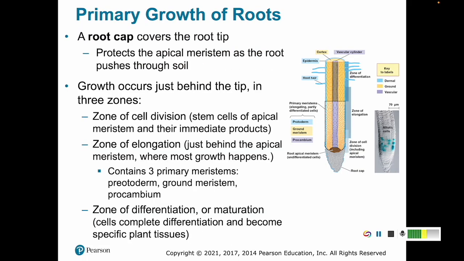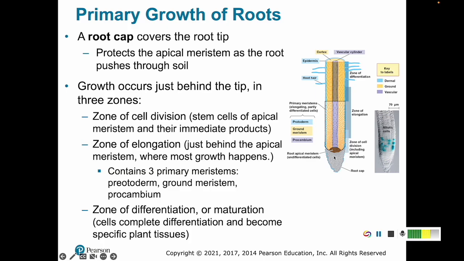Okay, so let's talk about how our roots are growing. At the tip of your root, this is your root coming down the soil, here is the root cap. And that root cap covers the tip. That protects the root apical meristem right here as the root is pushing through the soil, so you're not damaging those stem cells. And the growth is going to happen here behind the root cap.